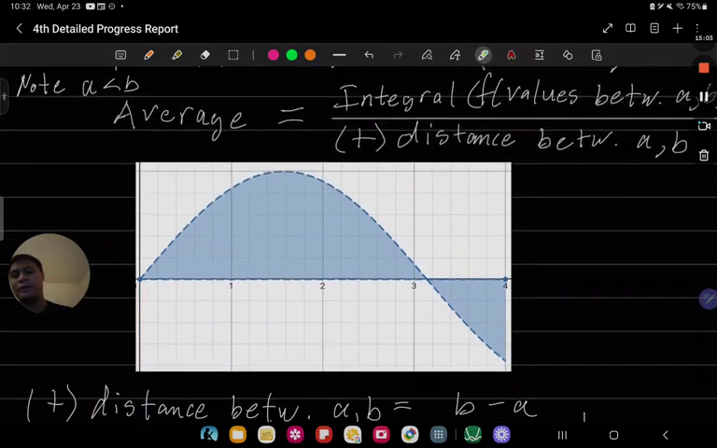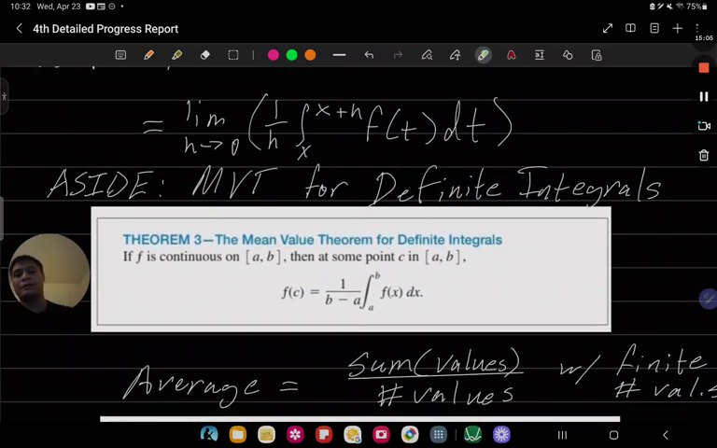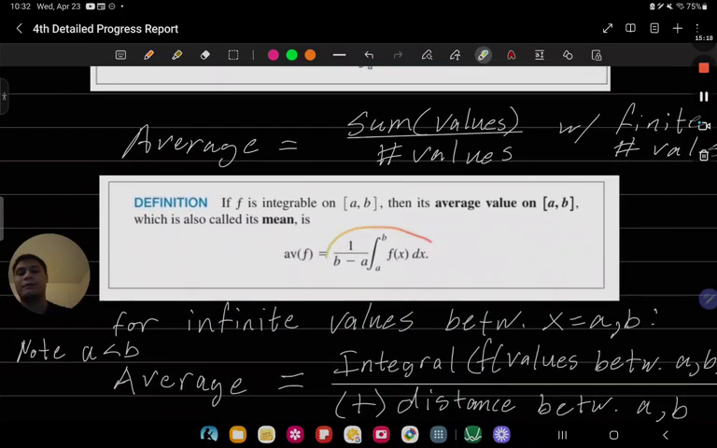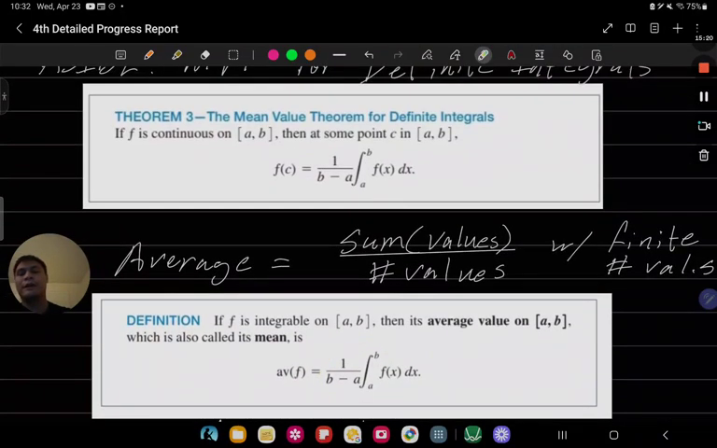What is the mean value theorem really saying? Well, that just means that there's some point c within a and b where if I take f of c, I get that average function that we just talked about. I get this number here. That's a constant number. And that constant number is this. And what does that really say?